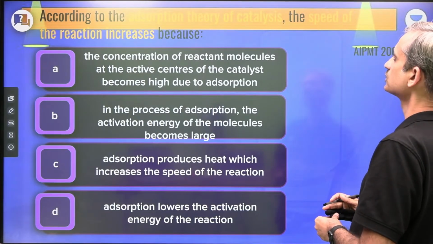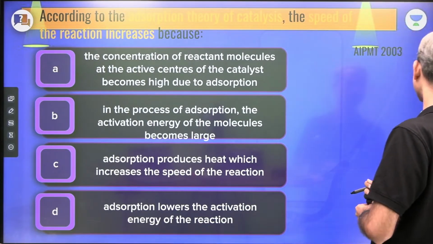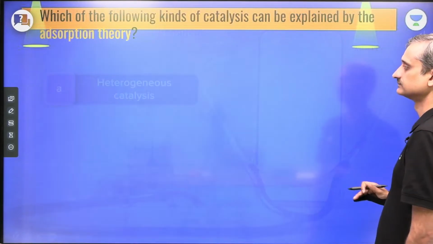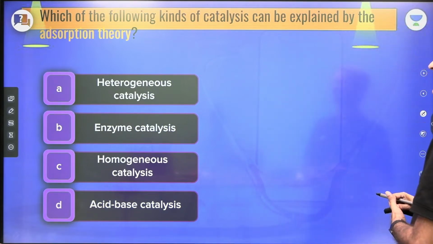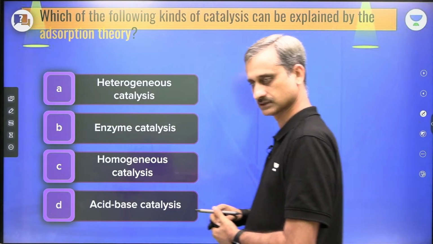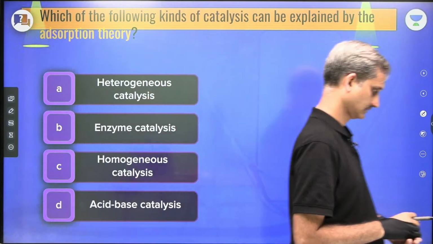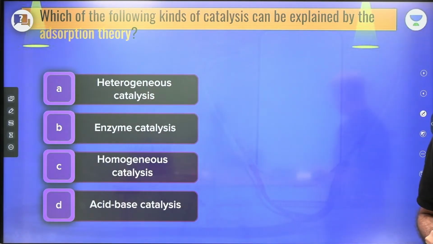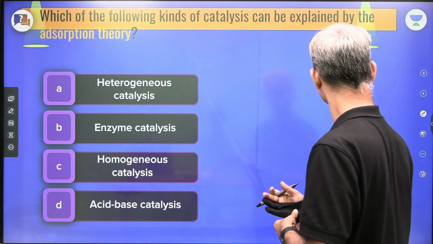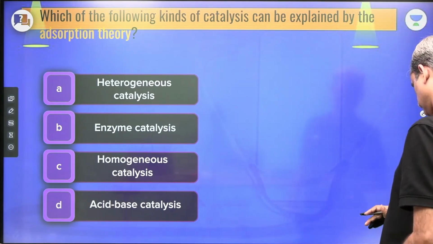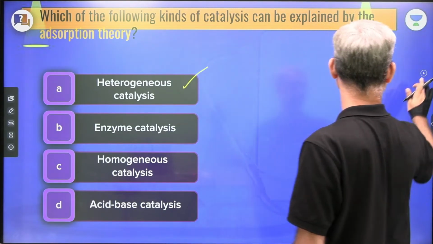According to the adsorption theory of catalysis, the speed of reaction increases because... could you give me the answer? Which of the following kinds of catalysis can be explained by the adsorption theory? Heterogeneous catalysis.